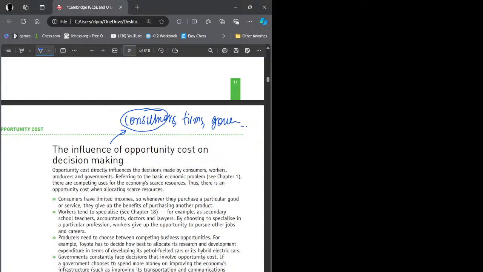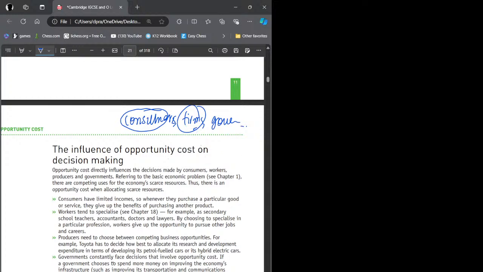Then, for firms, let's say a firm can decide on which product to produce. If a firm decides to produce or sell water, and the other option was to sell, let's say, a soft drink, then the opportunity cost becomes the profit they could have earned from selling soft drinks. Similarly, if the firm decides to go for the soft drink, then the opportunity cost becomes the profit they could have generated from selling water.